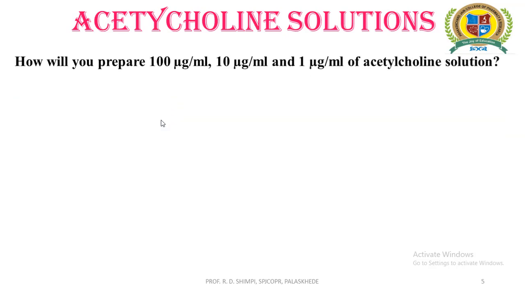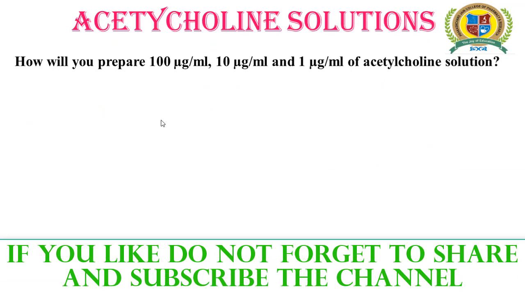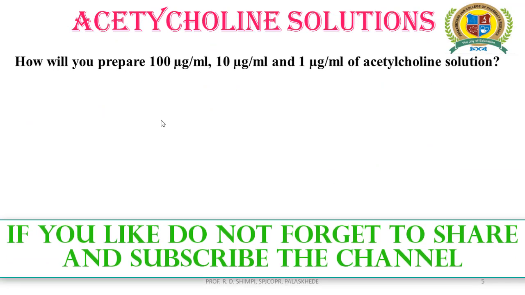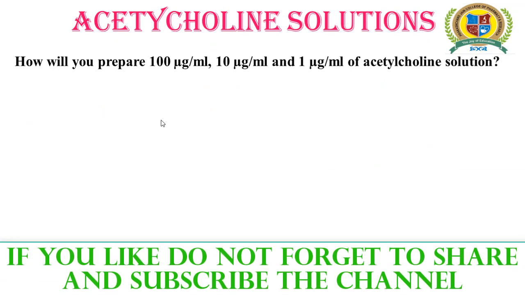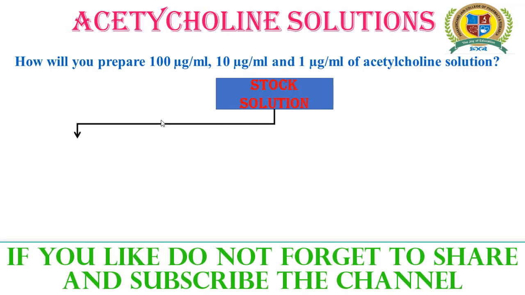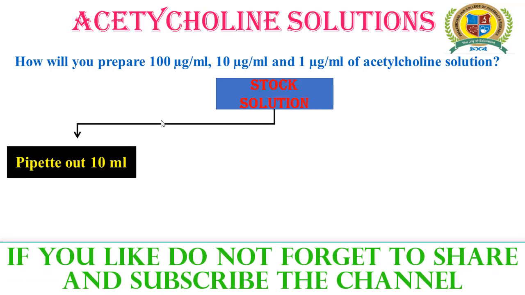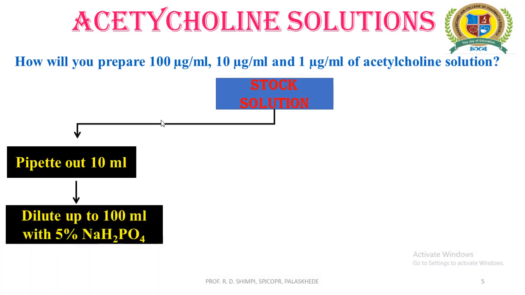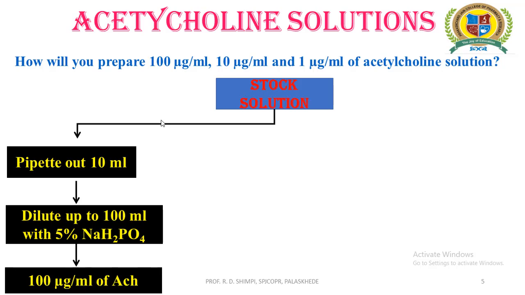And once we prepare the stock solution, with the help of the stock solution, as we said, we can prepare 100 microgram per ml, 10 microgram per ml and 1 microgram per ml. Let us learn how it can be prepared. So now we are having the stock solution. So pipette out 10 ml of the stock solution and dilute it up to 100 ml with 5% of NaH2PO4. It will yield 100 microgram per ml of acetylcholine solution.